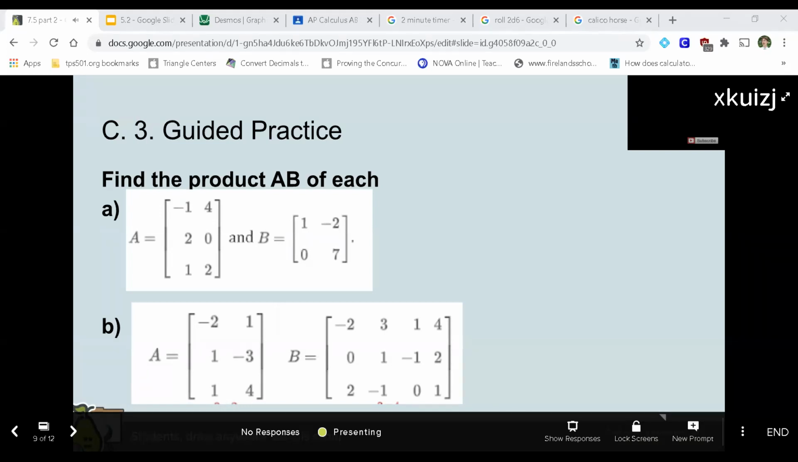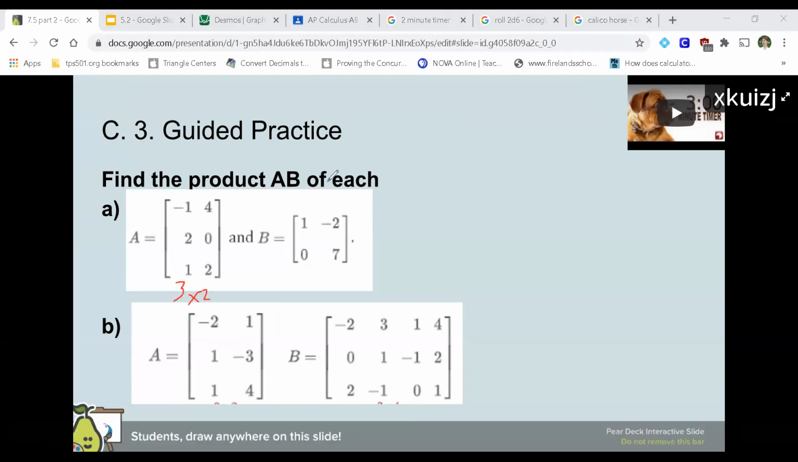All right, let's do it. So first thing you'll do is label. This is a 3 by 2. This is a 2 by 2. This is a 3 by 2. And then this is a 3 by 4. So for the first one, notice that the 2 and the 2 match. So it is defined. The answer will be a 3 by 2.